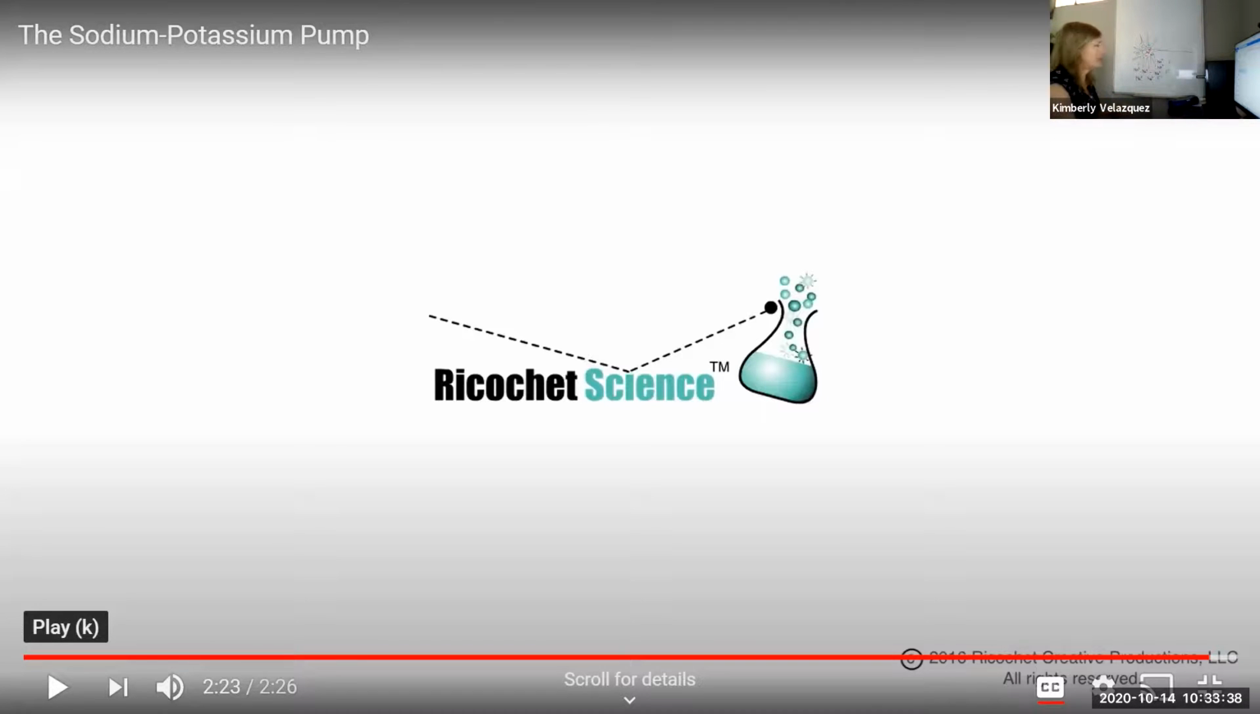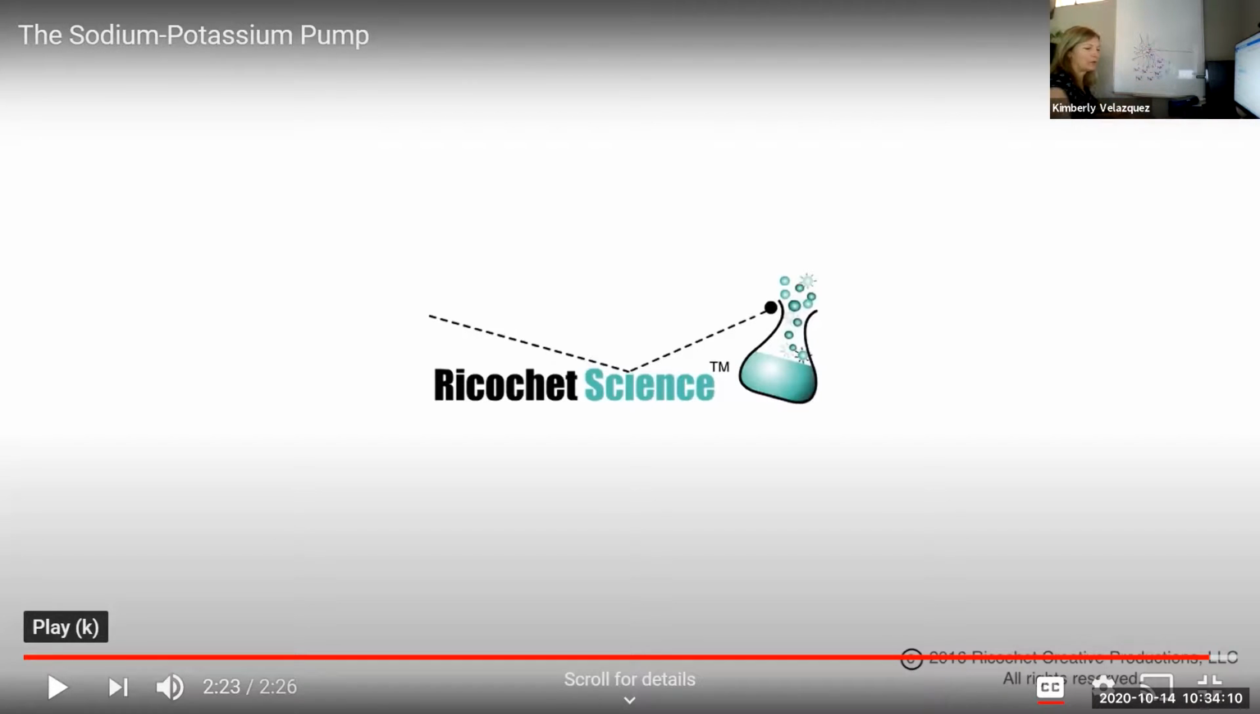If we send all three of these sodiums out through one cycle of the sodium potassium pump, and we only send 2 potassiums back in, okay, that's a net loss of 1 positive ion out of the inside. And we already have these negative charges in here. What that's eventually going to do is make the inside of the cell more negative and the outside more positive.